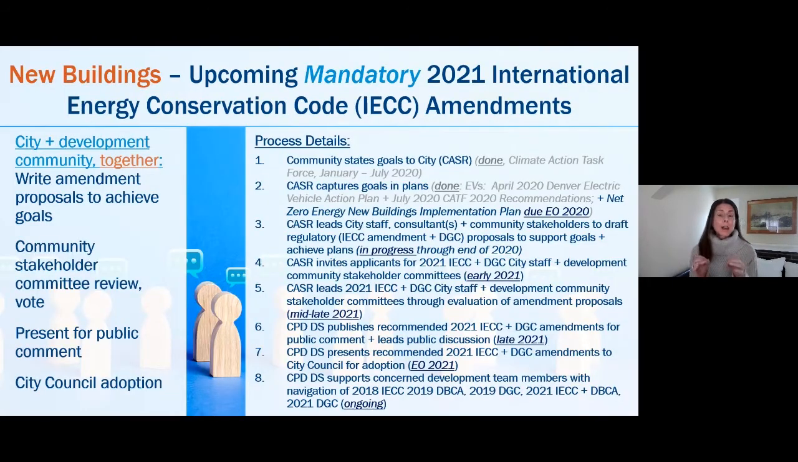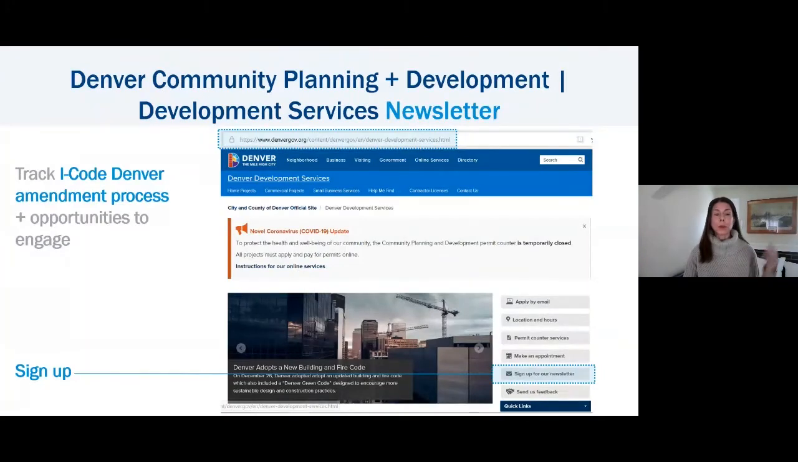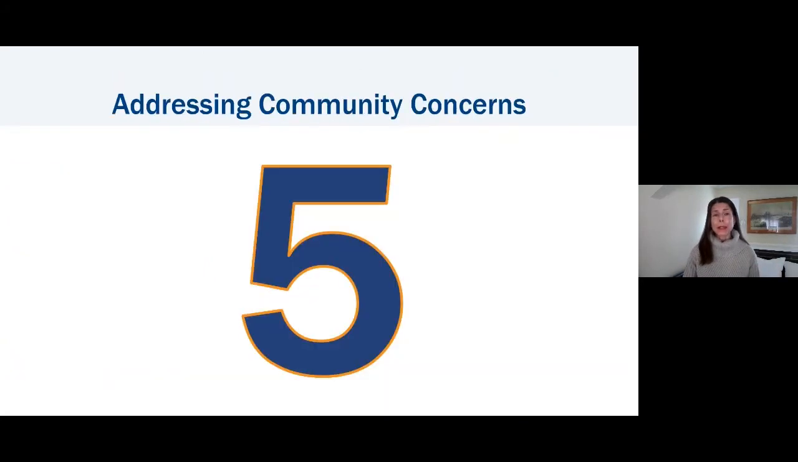The I-code amendment process, I'm not going to read this slide, I put it in here so that you can refer back to it. The I-code amendment process is the time for the community to get engaged and impact where the codes are going. We want you to work with us. We welcome you to. You can sign up for our newsletter, which will give you reminders for different opportunities to get engaged. In 2021, we will be talking about the next round of I-code amendments.